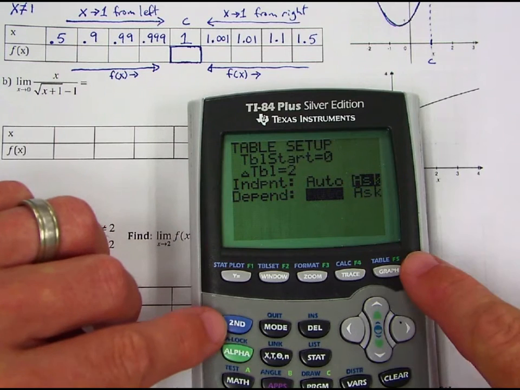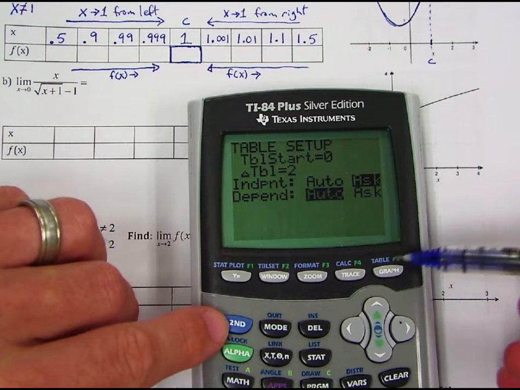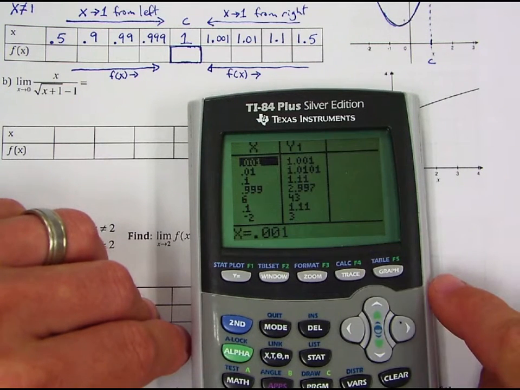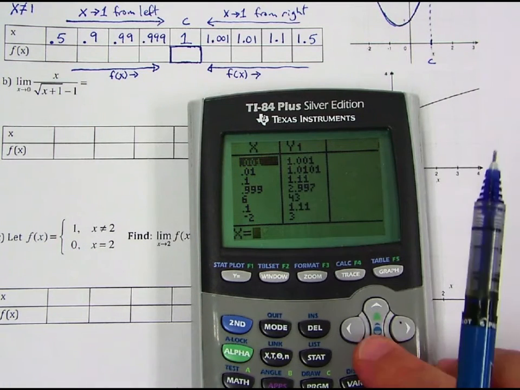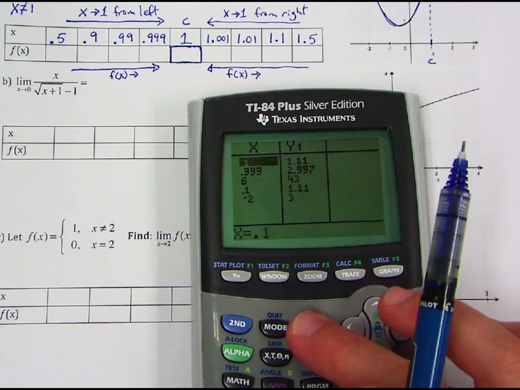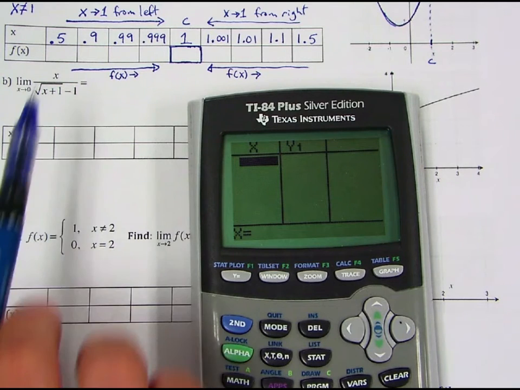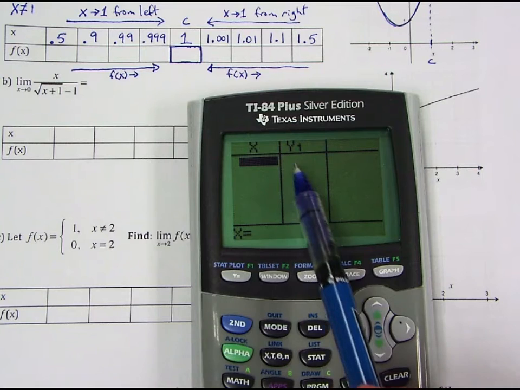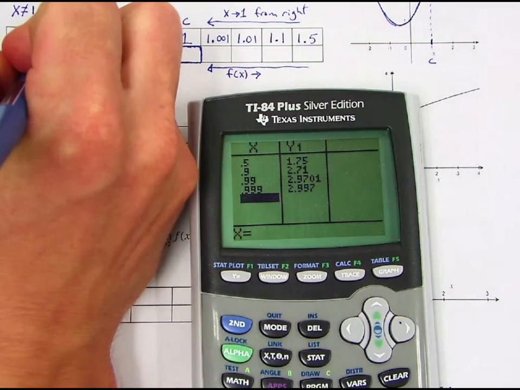Now we're going to go ahead and go to our table of values by pressing second table right here. Now I already have values in here. You may or may not, and it doesn't really matter. We can clear them out by hitting delete. Okay, now we have a blank slate. So we're just going to type in these x values now, and it's going to spit out the y values, or f of x. So 0.5, 0.9, 0.99, 0.999. Okay, so we're just going to record these right here.